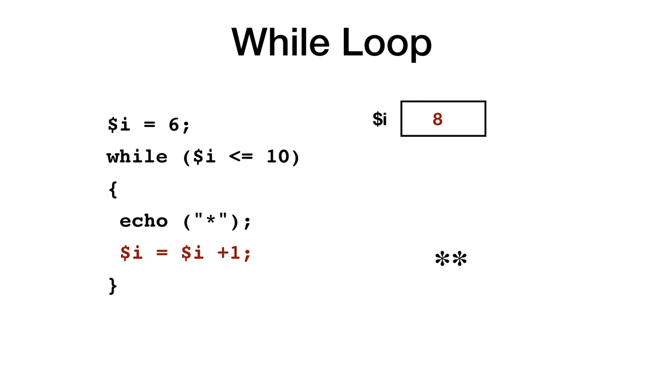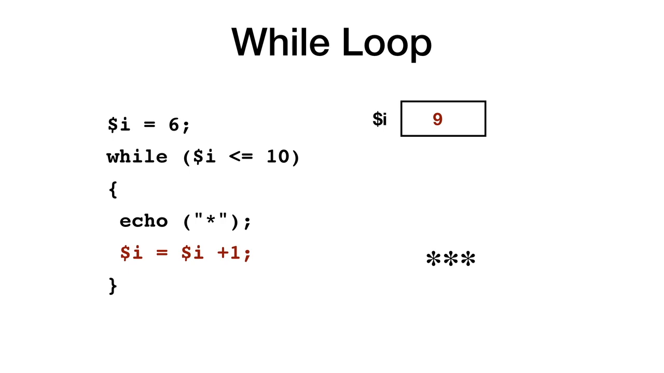So we've come to the end of the body of the loop. We go around again and check to see if the condition is true or false. The question is: is I less than or equal to 10? If that's true, we'll go inside the loop. If it's false, we'll jump over it. That's true, so we're going back in again. Now we have another star output there. And the next statement says I gets I plus 1. So now I is 9.